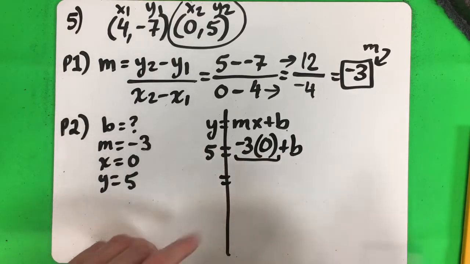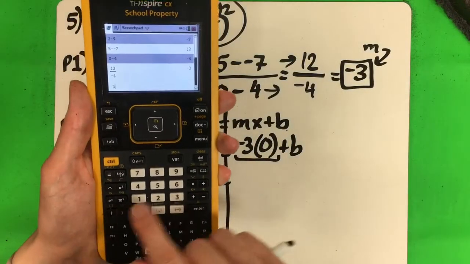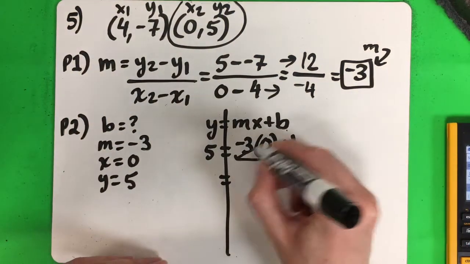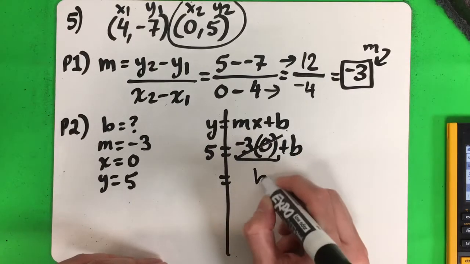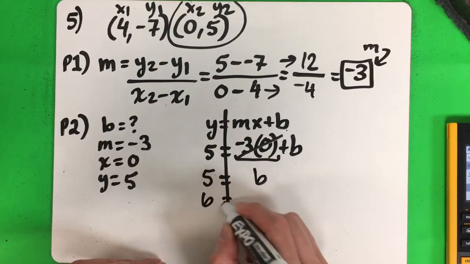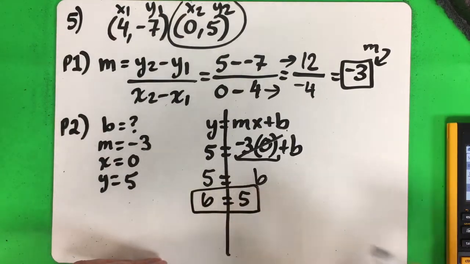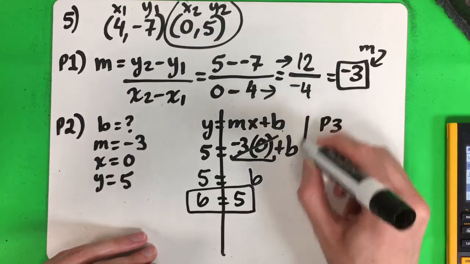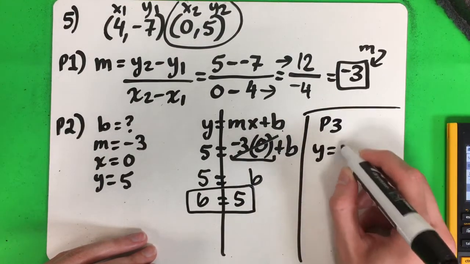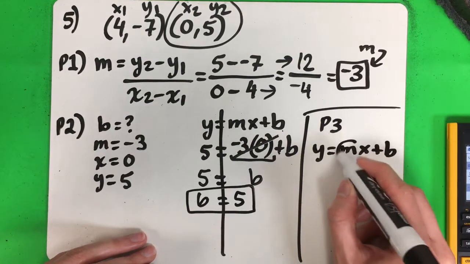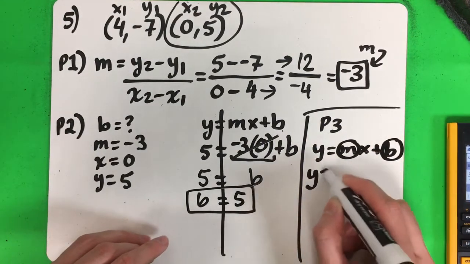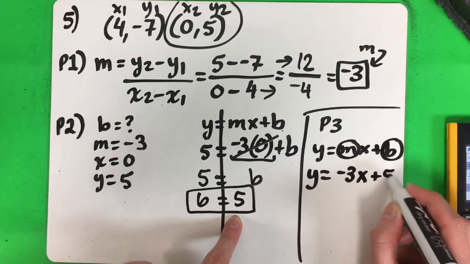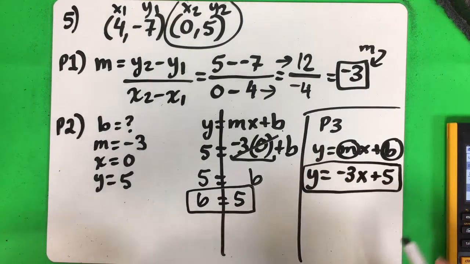Let's put the parentheses in the calculator. So negative 3 times 0 is 0. It basically cancels if it's 0. Copy b, copy 5, and switch. b equals 5. So let's put it in the equation. So part 3, y equals mx plus b. M and b are numbers, so y equals m negative 3, x, b is plus 5. There's my final answer.